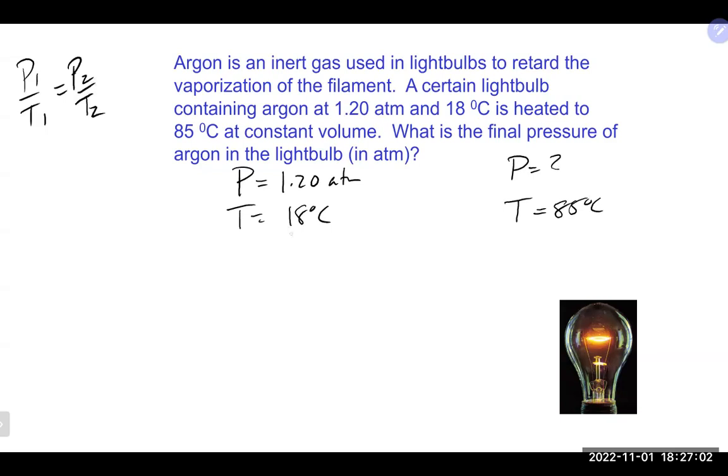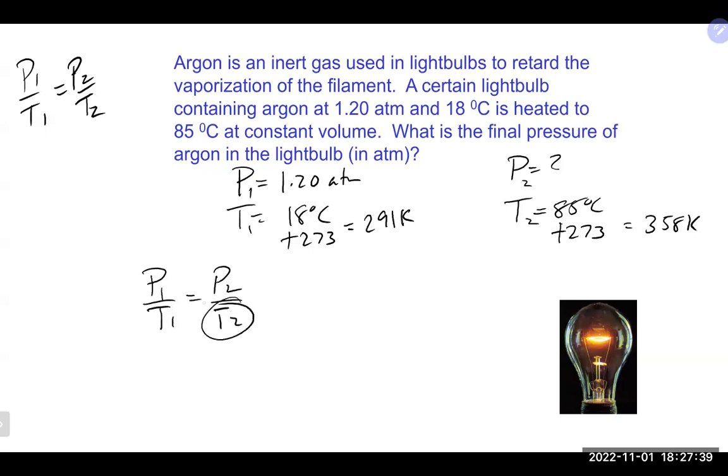In this case, once again, we're going to do some conversions on our temperature. So we've got 273 plus 18, which gets you 291 Kelvin, and 85 plus 273 gets you 358 Kelvin. So here we will go with 1s and 2s. It really doesn't matter which ones you call 1s and 2s, as long as you keep the numbers together. P1/T1 equals P2/T2. Here we're going to send this guy to the other side so we can solve for P2.